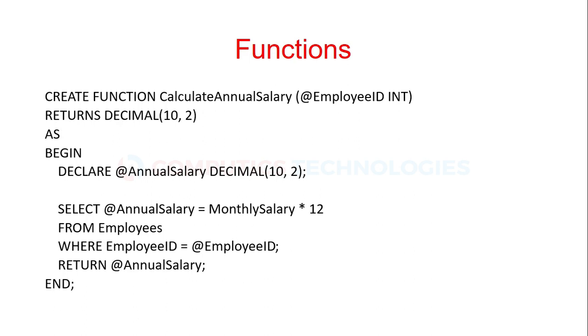In this example, we create a function called calculate annual salary that accepts an input parameter employee ID of data type integer. The function returns a decimal value with a precision of 10 and a scale of 2. Inside the function, we declare a variable annual salary to hold the calculated annual salary. We use a select statement to fetch the monthly salary from the employees table based on the provided employee ID parameter. The calculated annual salary is then returned using the return statement.